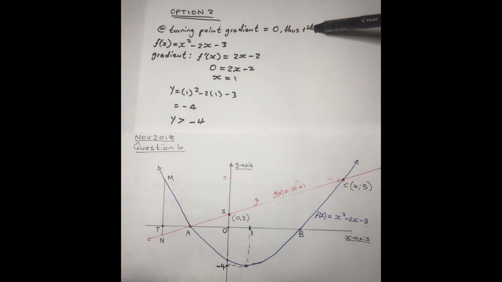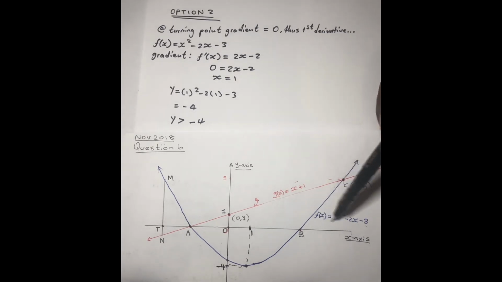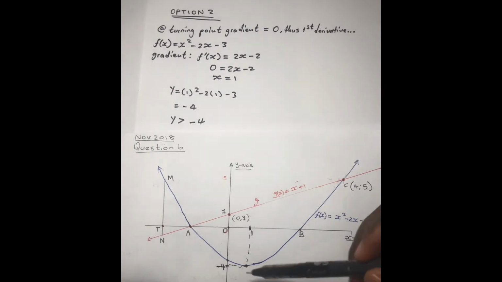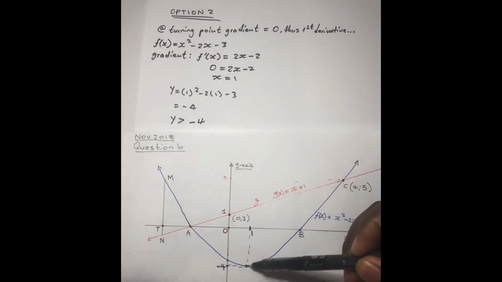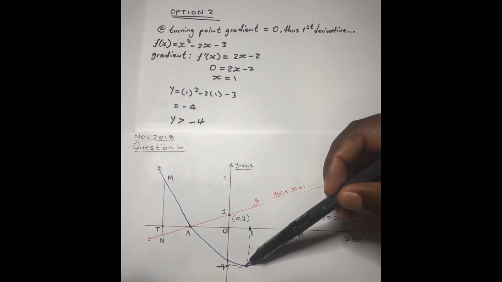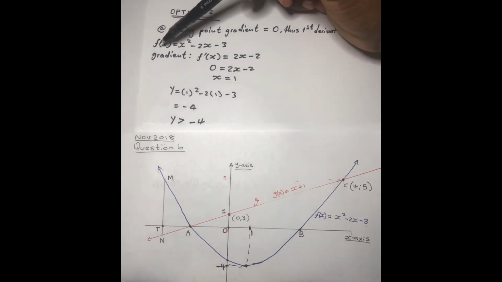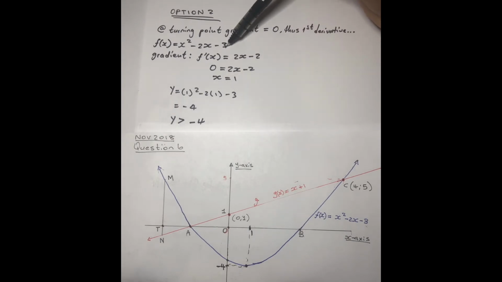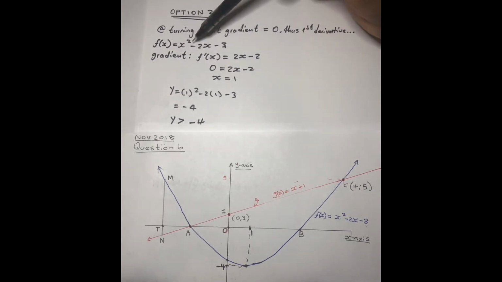So therefore, if you first derive the equation of that parabola, you get the formula for the gradient at the turning point. So the first derivative of this graph becomes the formula for the gradient at the turning point. So that means if we derive f of x, we get the equation of the gradient of that graph at the turning point, where we know that the gradient is 0. So here, what you can do is to derive this equation.